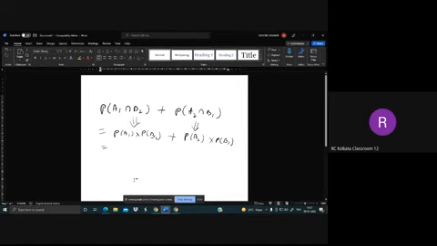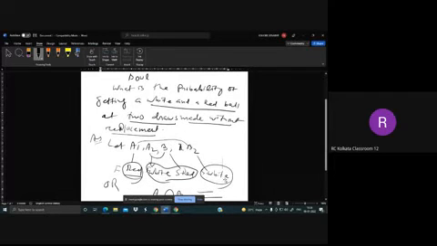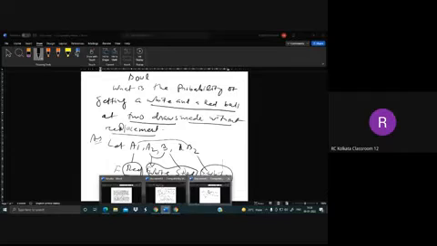Okay. So probability of getting a red is 5 by 12. Now next is probability of B2. What is B2? B2 we have taken as white, made without replacement. So what will be your answer?